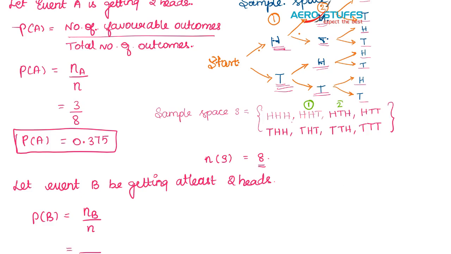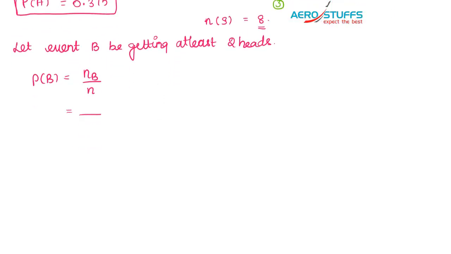Head, head, tail; or head, tail, head; or tail, head, head; and more than 2 can also be present, that is head, head, head. So minimum 2 should be there. This word you have to remember: at least means at the minimum, and at the maximum you can go to anything you want. So 4 by 8, that is 0.5. The probability of the event B is 0.5. So what is the probability of A?